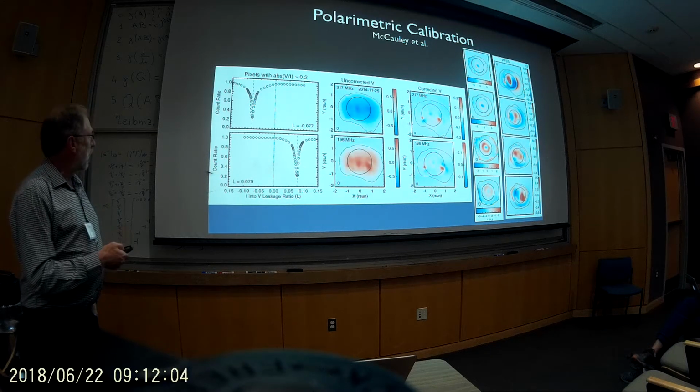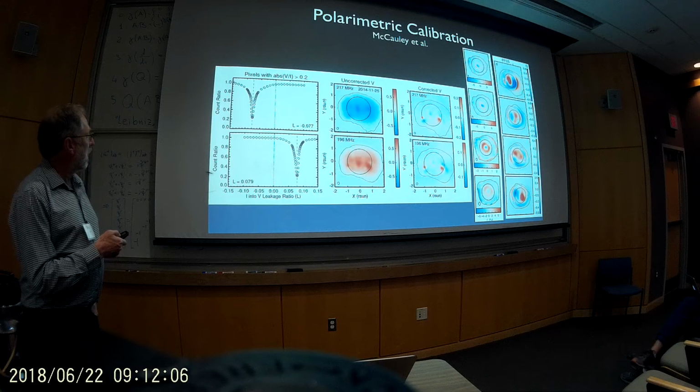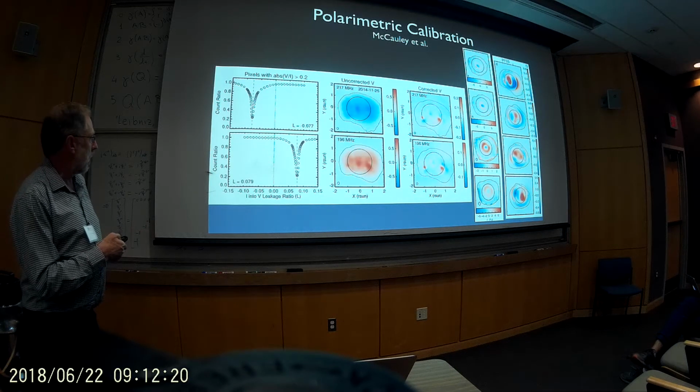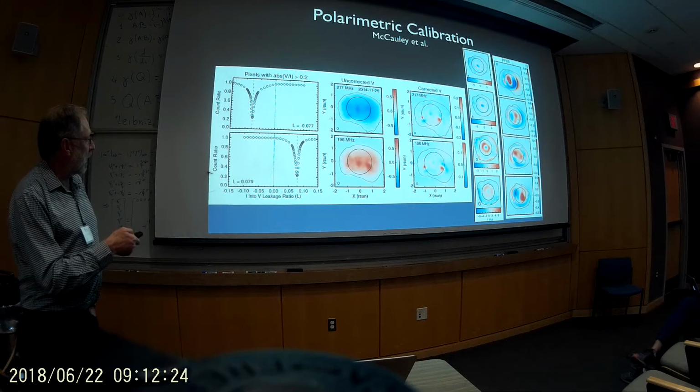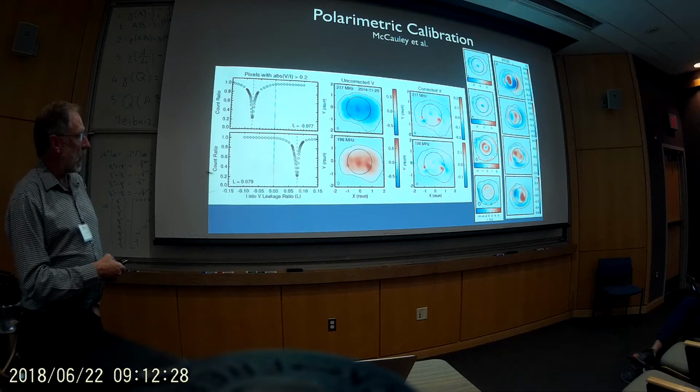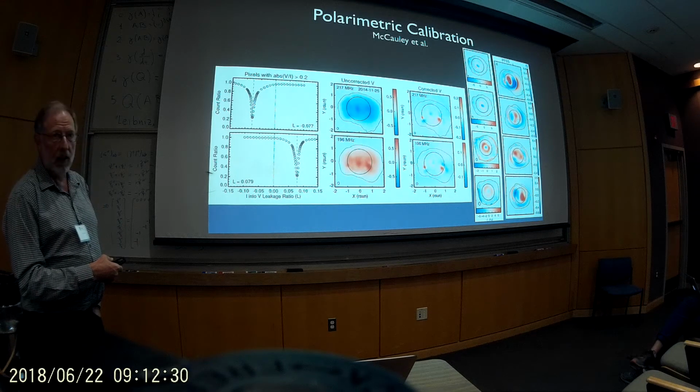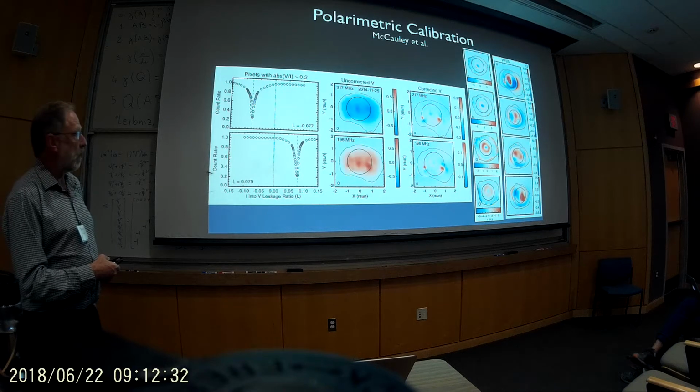So you just adjust the calibration until you get the maximum number of pixels with zero net circular polarization. And when you do that, this is uncorrected, and when you do that simple-minded correction, you get really quite nice high-fidelity polarimetric information.